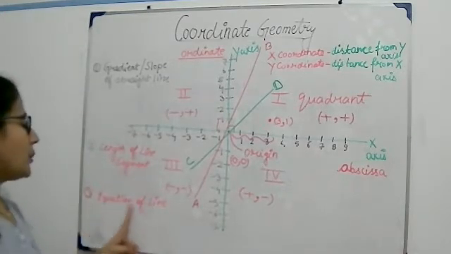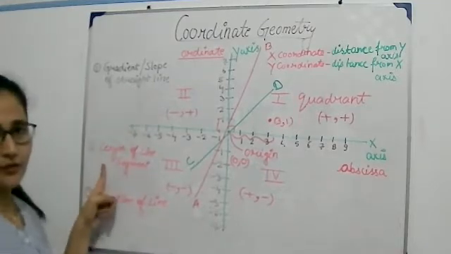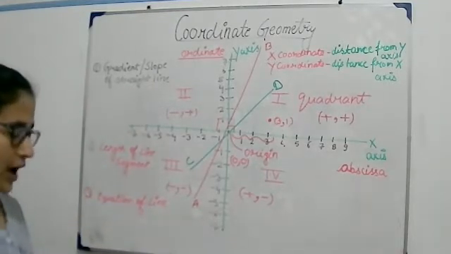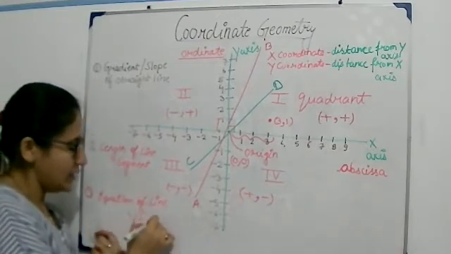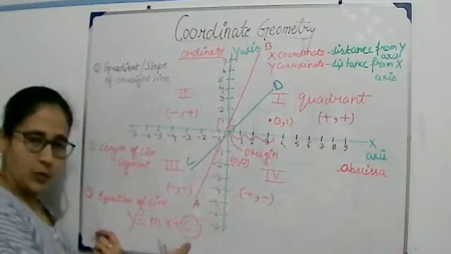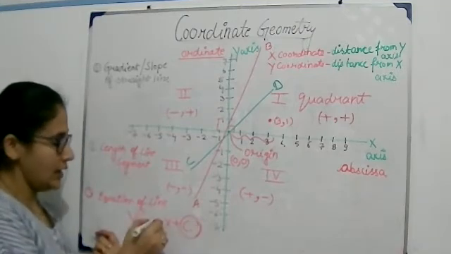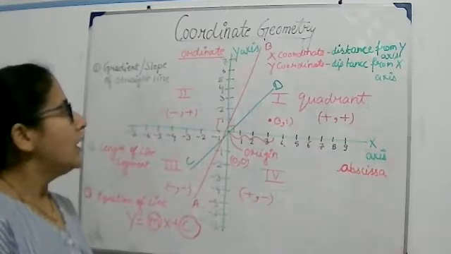Then last is the equation of a line. When we learn about gradient and the length of a line segment, we will see how to find the equation of any line, that is y is equal to mx plus c. How to find this equation first, then what is c and what is m. We will learn about this.